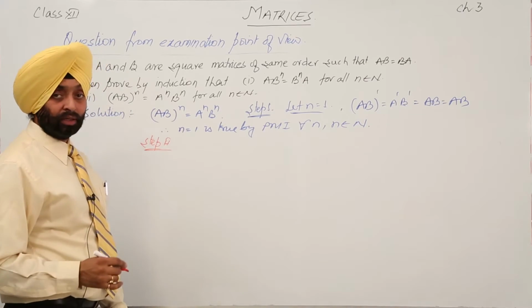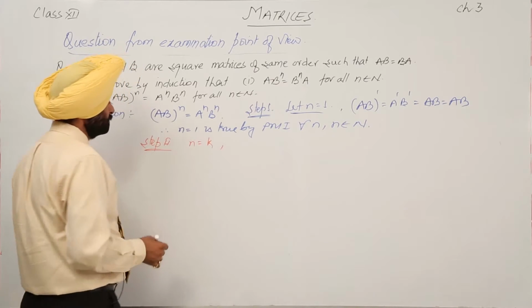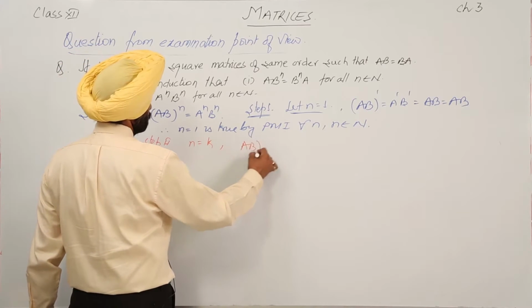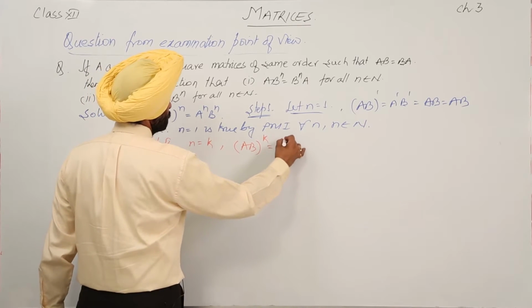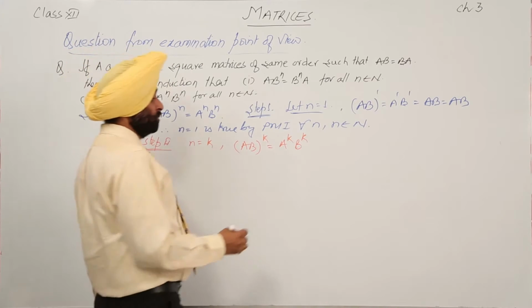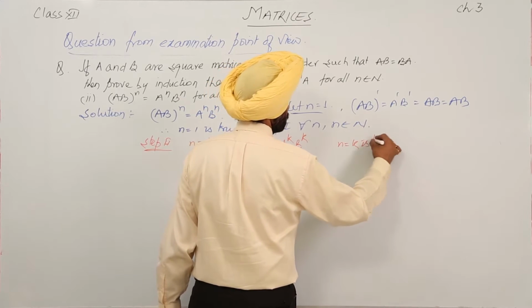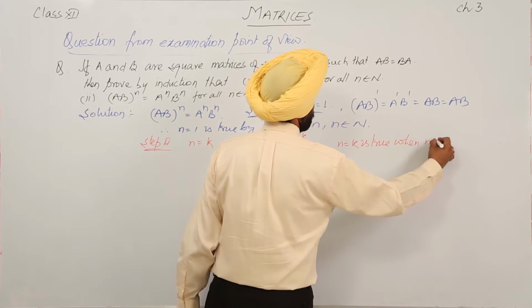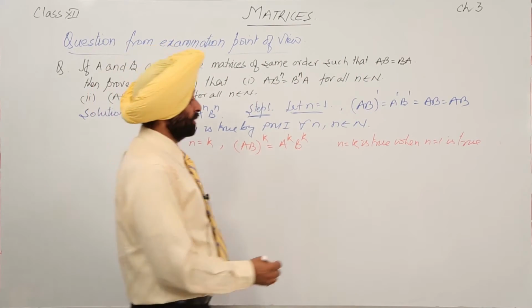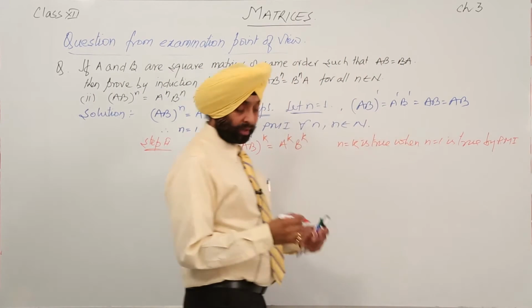In step 2, what are we taking? n is equal to k. Now taking n is equal to k, we get (AB)^k is equal to A^k B^k. Now assuming n is equal to k is true when n is equal to 1 is true, by PMI, principle of mathematical induction.